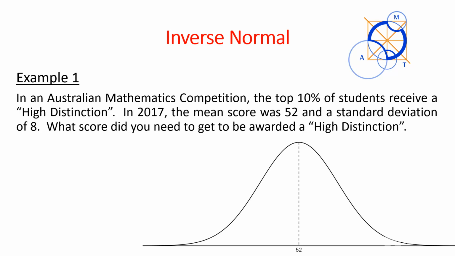Example 1. In an Australian mathematics competition, the top 10% of students receive a high distinction. In 2017, the mean score was 52 and the standard deviation of 8. What score did you need to get to be awarded a high distinction? Now we're assuming that it is a normally distributed competition, which it generally and probably would be. We're going to colour in this region here. This is the x value, the score that we're trying to work out, and this represents the top 10%.